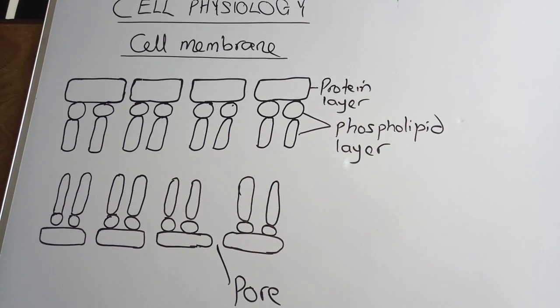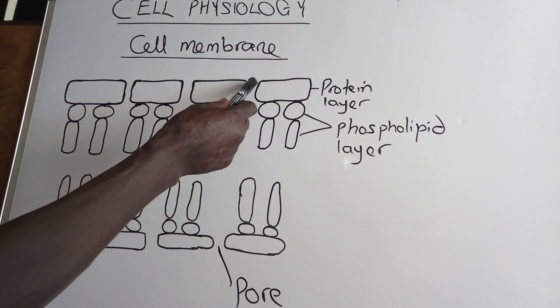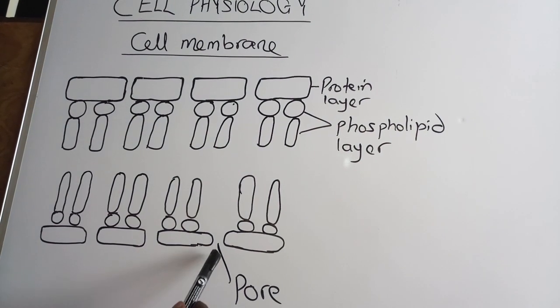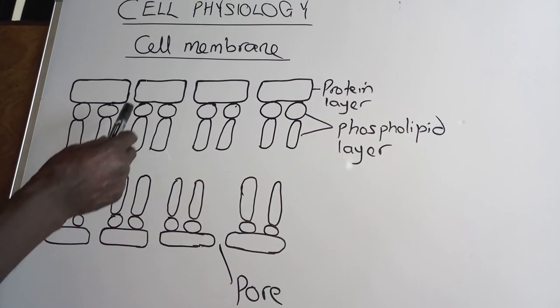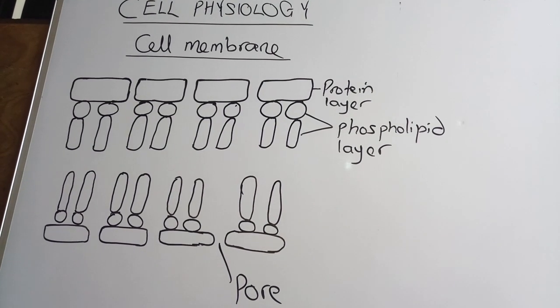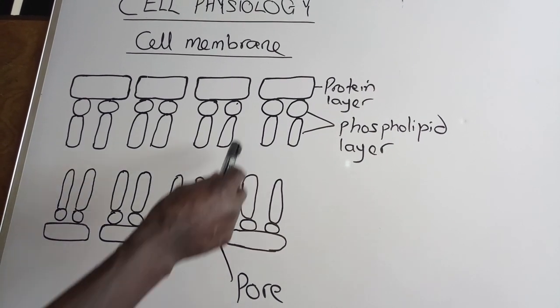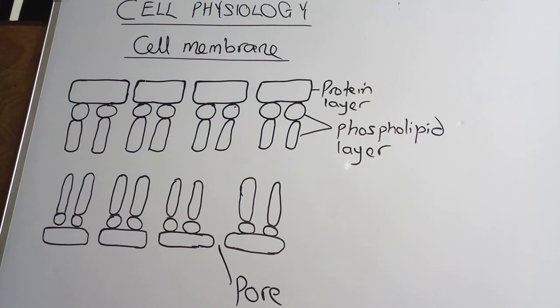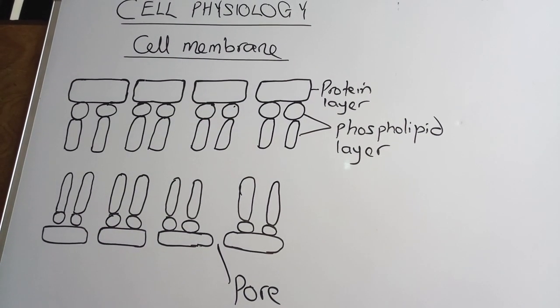Within the protein layer, there are some small spaces known as pores. That is a pore. Those pores are the ones that will allow small-sized particles to pass through them while entering into a cell or while coming out of a cell.